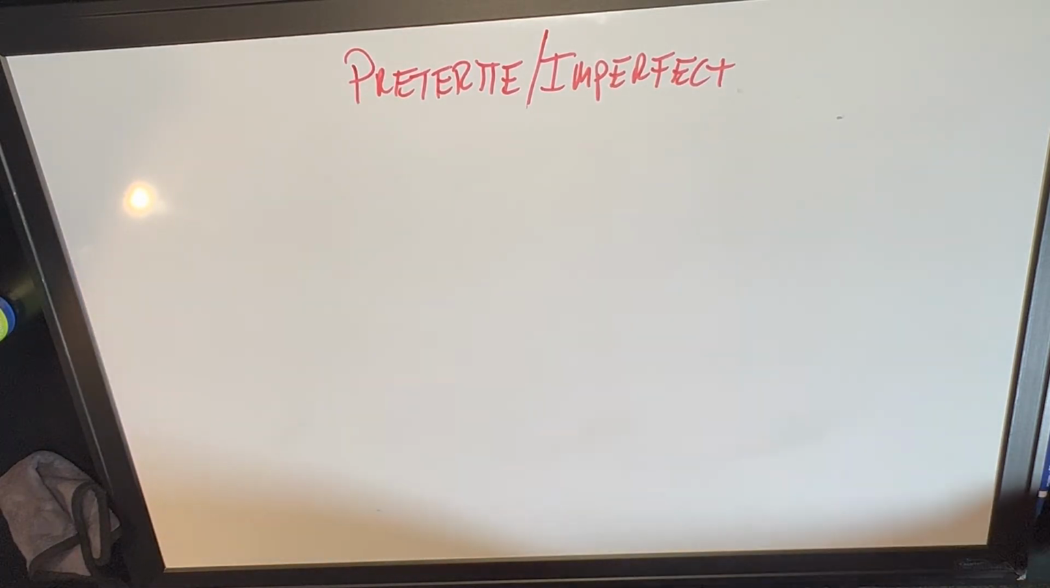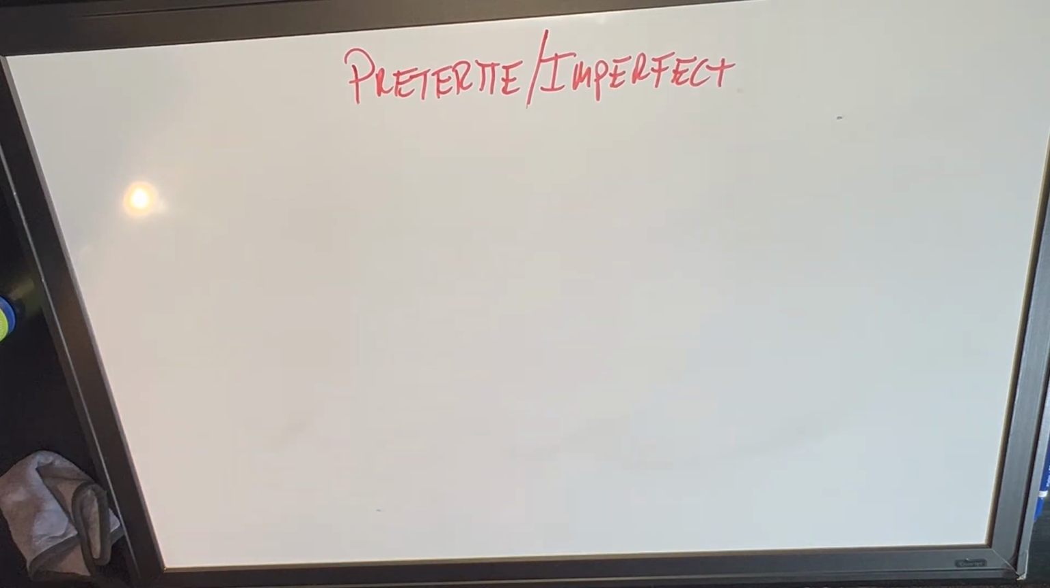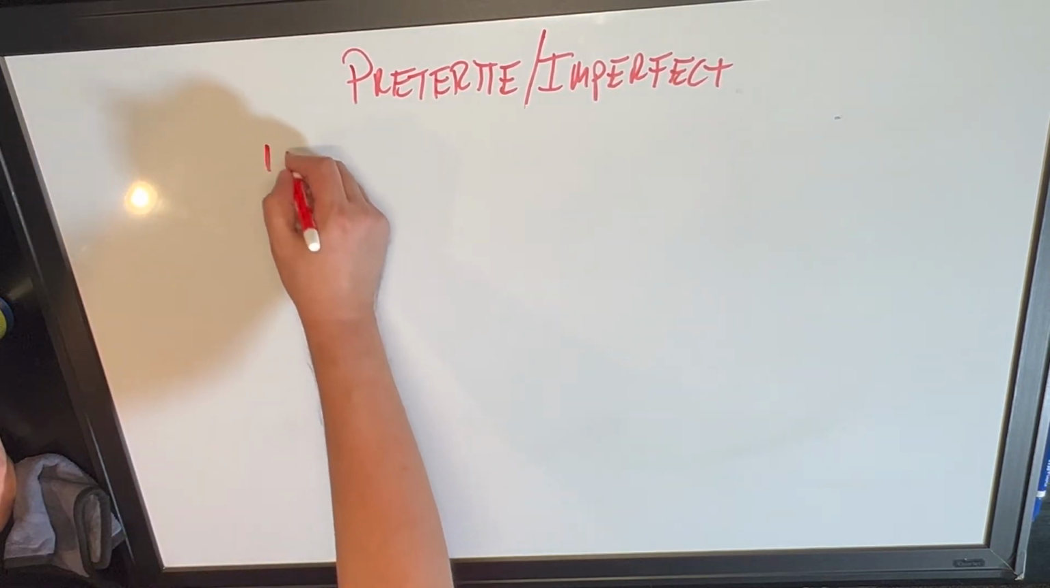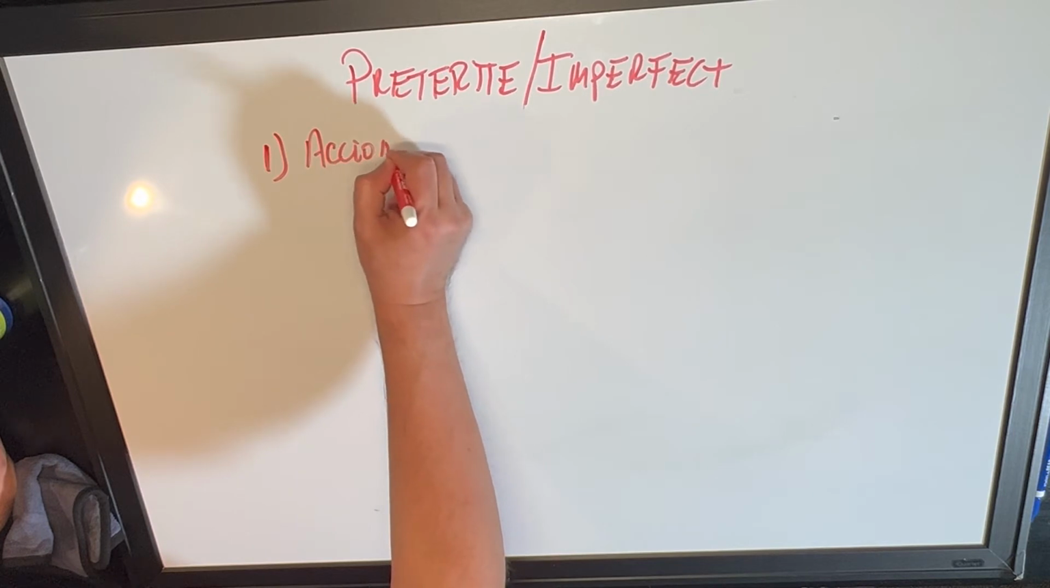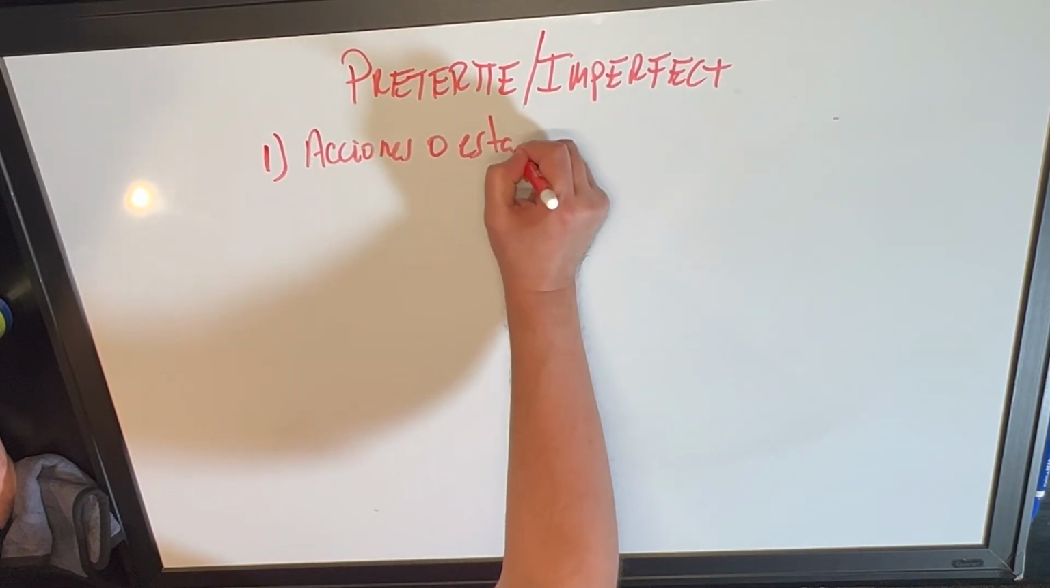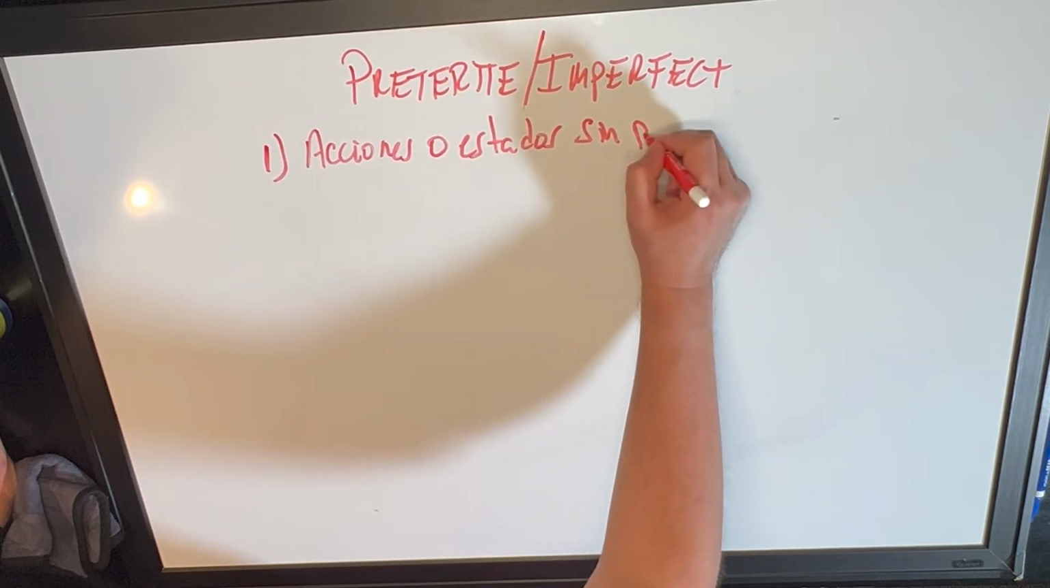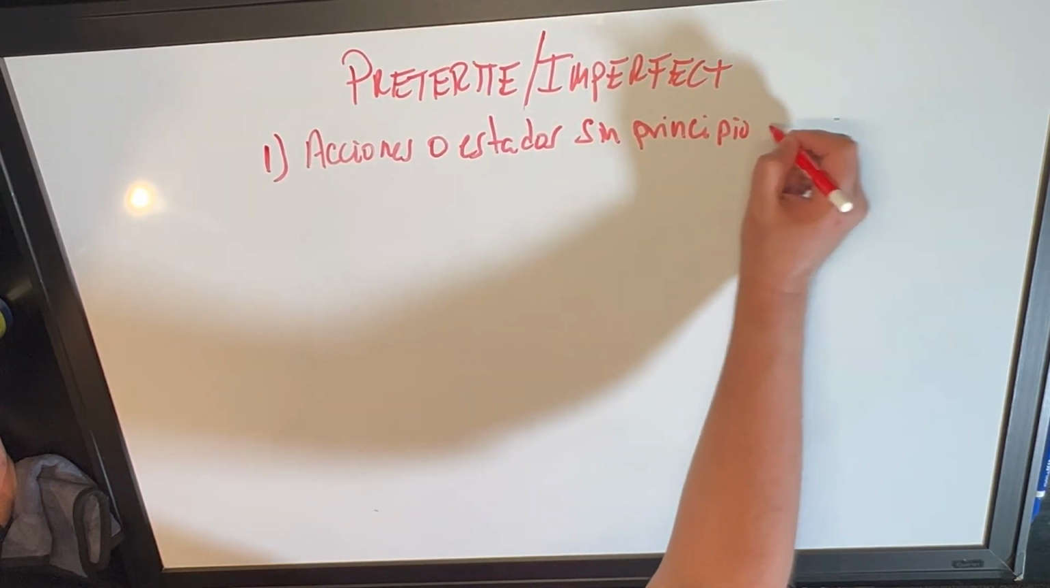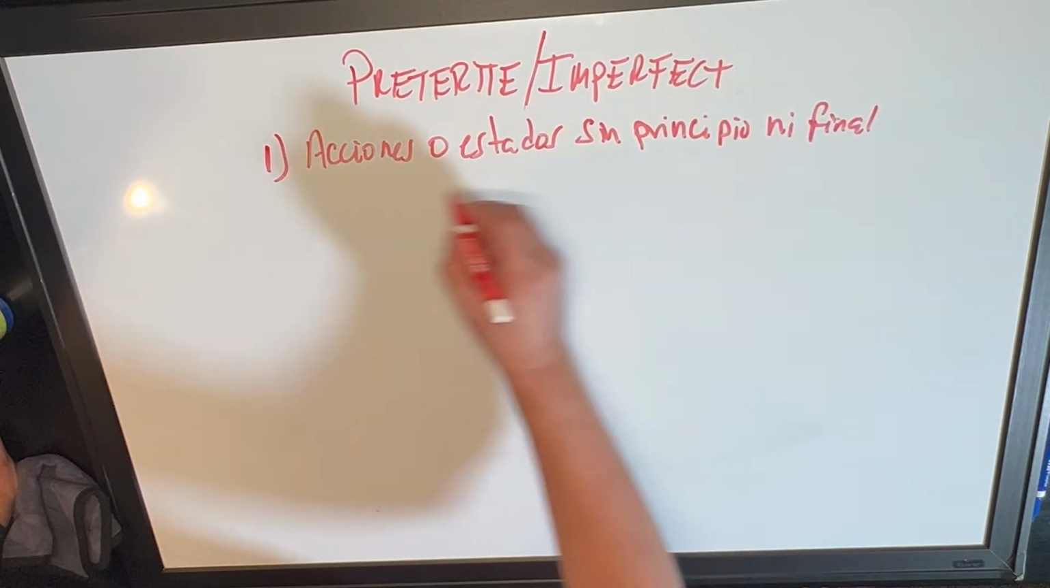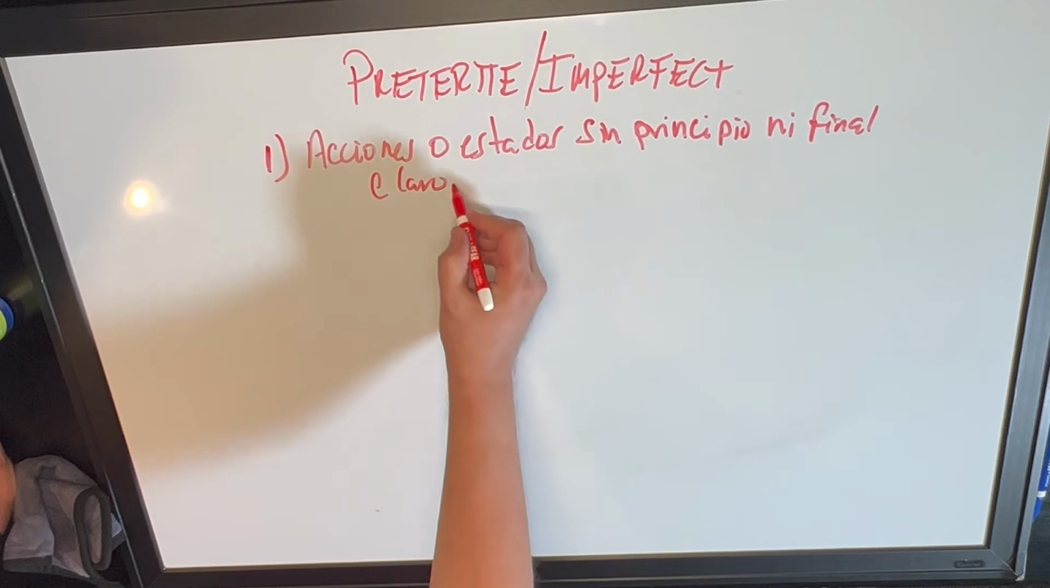The first use of the imperfect, according to your book, is to describe an action or a state or a condition without beginning or ending. When the beginning or the ending of the action or the condition is not very clear. For example, acciones o estados sin principio ni final claro. Okay?